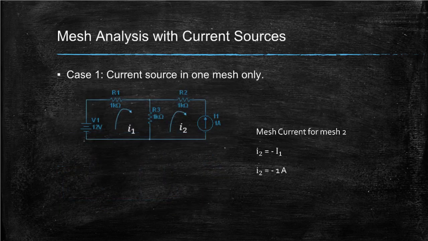Mesh analysis becomes a little different when current sources are involved. Case 1. When the current source is in one mesh only. In this circuit, the current source is in mesh 2 only. You will find the KVL as usual for mesh 1, but for mesh 2, the mesh current is equal to the flow of the current source. In this diagram, since the current source opposes the direction of the mesh current, the mesh current is negative.